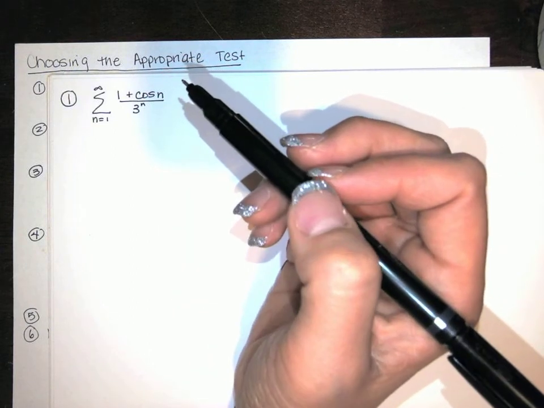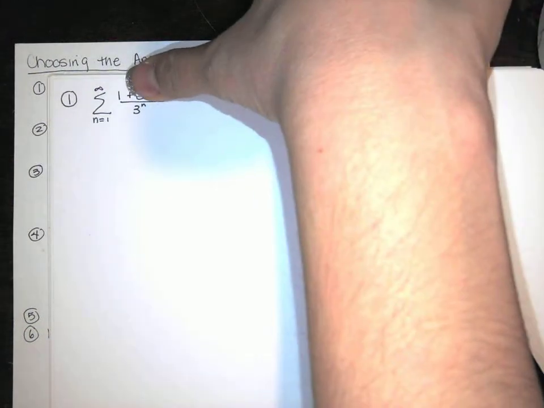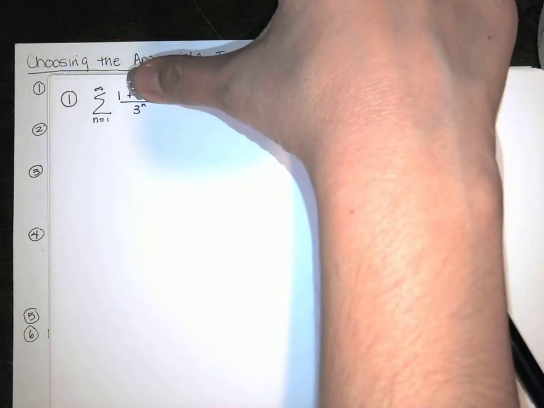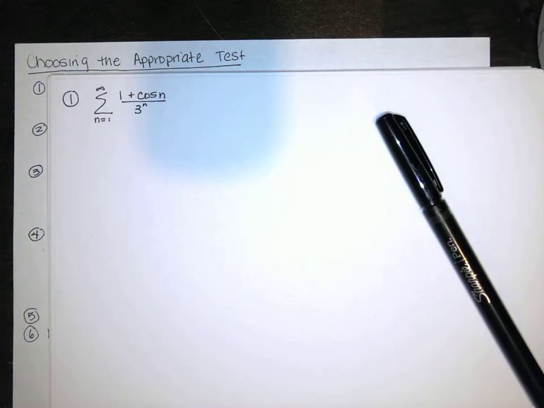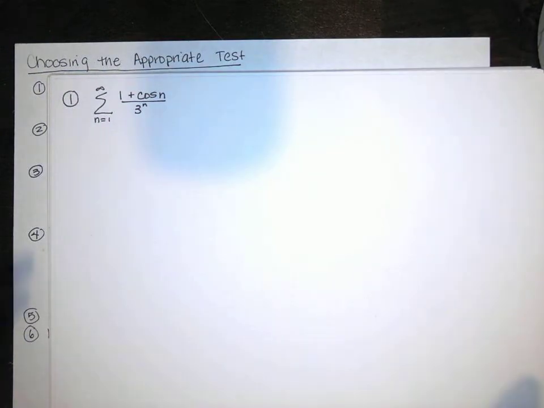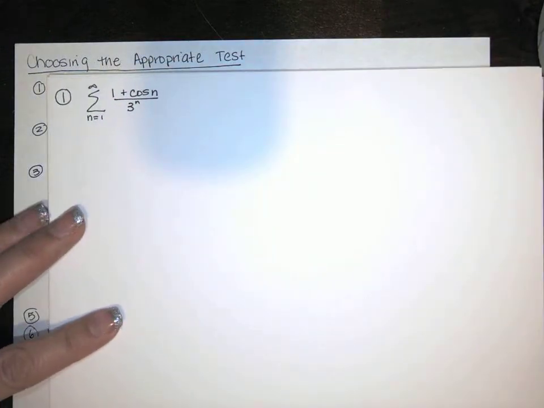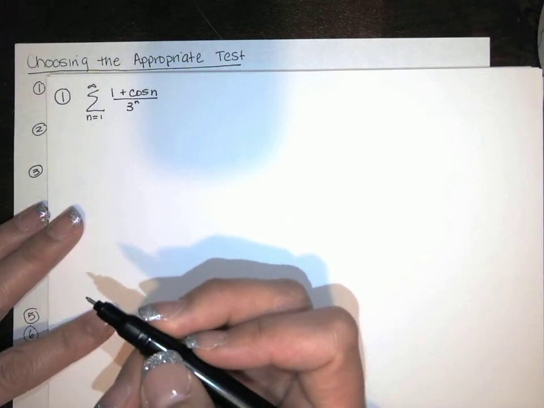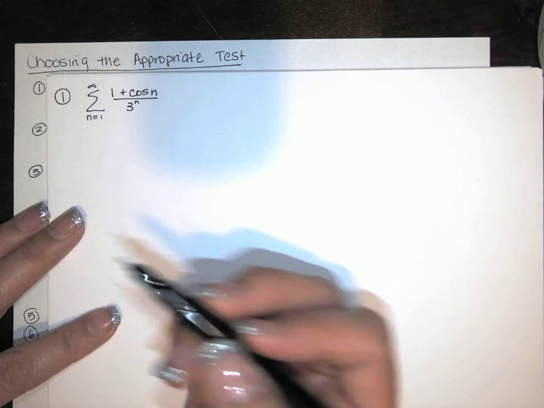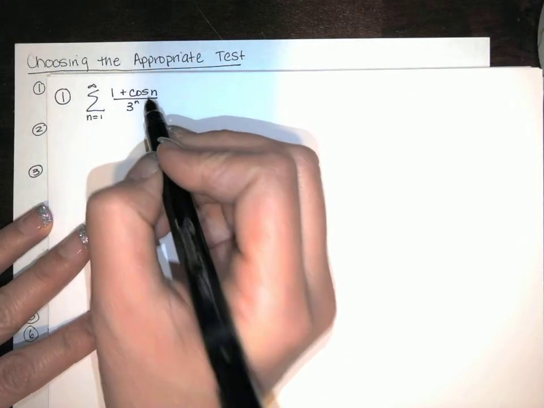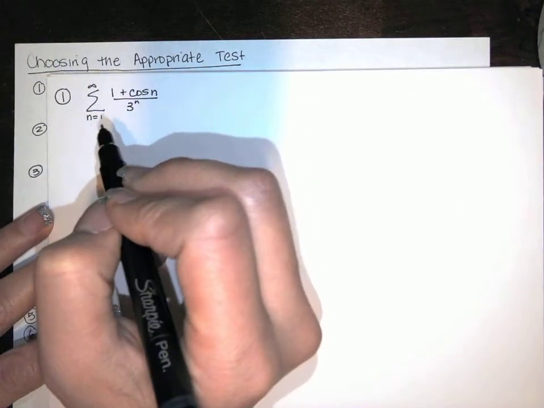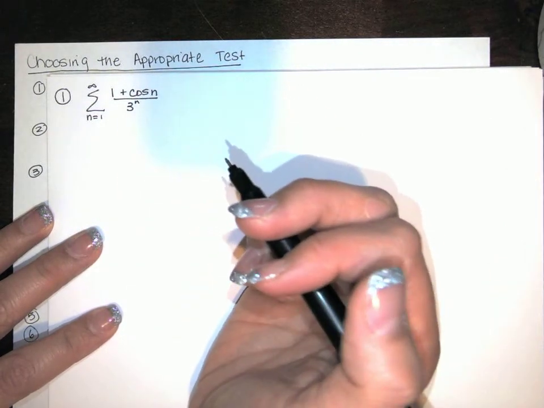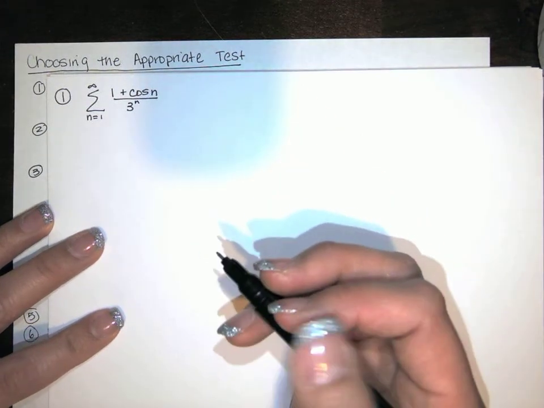To me, this looks a lot like 1 over 3 to the n. And 1 over 3 to the n can be rewritten as 1/3 to the n using our exponent properties. So this is a very good candidate for the comparison tests. Now some students say, oh gosh, what do I do with that cosine of n? Cosine of n and sine of n are your friend when it comes to the comparison tests. Cosine and sine, remember, the y values on those graphs always lie between -1 and 1.